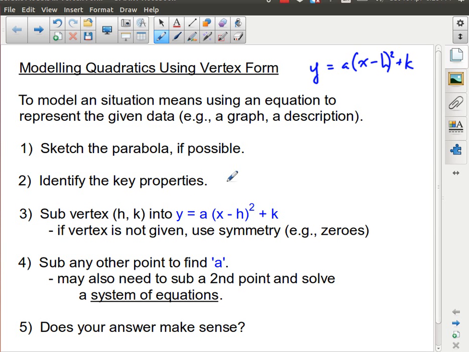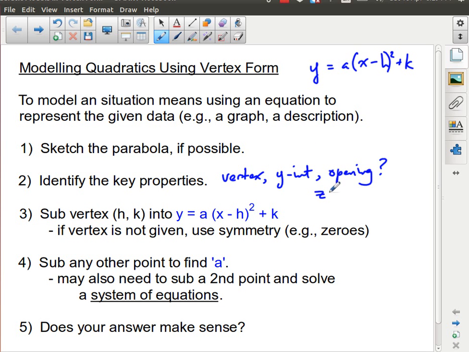The key properties: the most important one is going to be the vertex. You might be interested in the y-intercept. Don't ignore things like the direction of opening, because whether it opens up or down, at least that gives you an idea about the sign of a, whether or not a is positive or negative. And that comes down here to the last point: does your answer make sense? The more information you can extract from your initial situation, the better idea you'll have when you get to the end as to whether or not that's a reasonable answer.